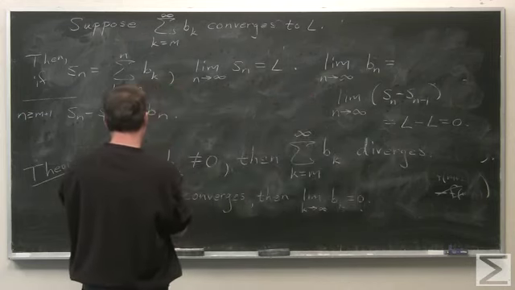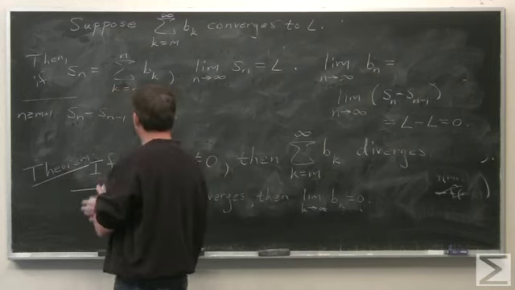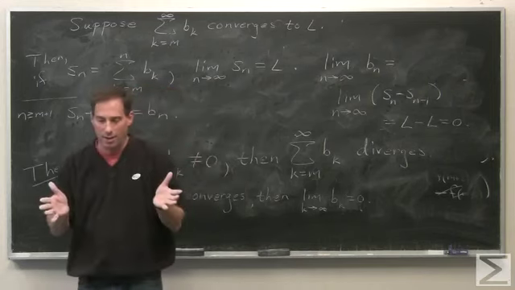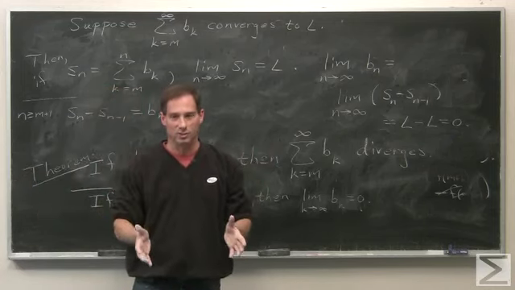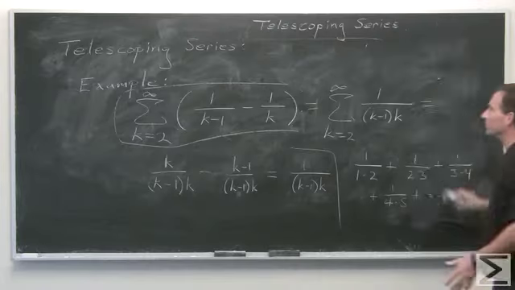All right, this is the term test for divergence. It can quickly tell you that things diverge. If the terms of the series are not approaching 0, then the series diverges.